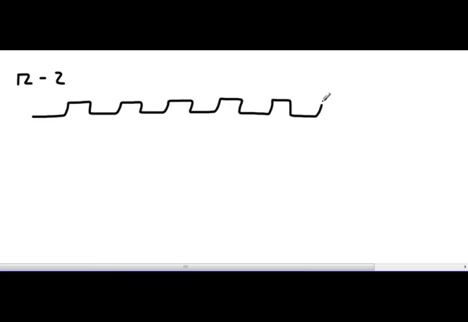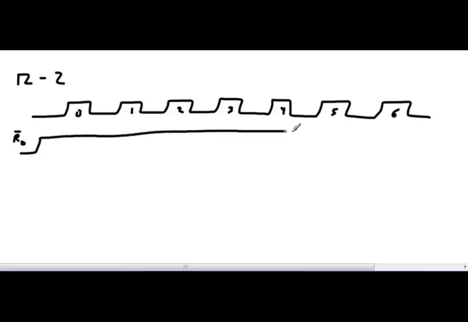All right, so I've got 6 clock pulses. 1, 2, 3, 4, 5, 6. No, I have 7 clock pulses. 0, 1, 2, 3, 4, 5, 6 for 7. Okay, and then I've got the RD naught guy, and it's going to start low, and then it's going to go high, and it's going to stay there forever. So that means we're going to start with a 0 at Q.